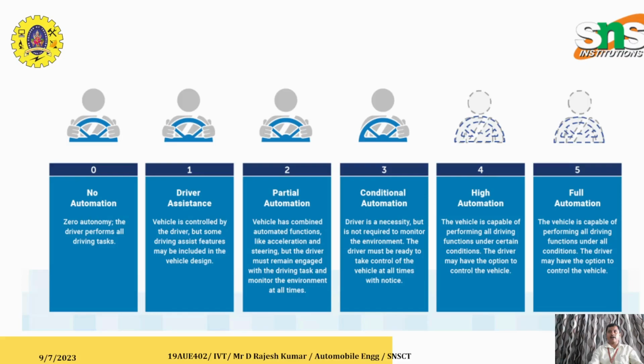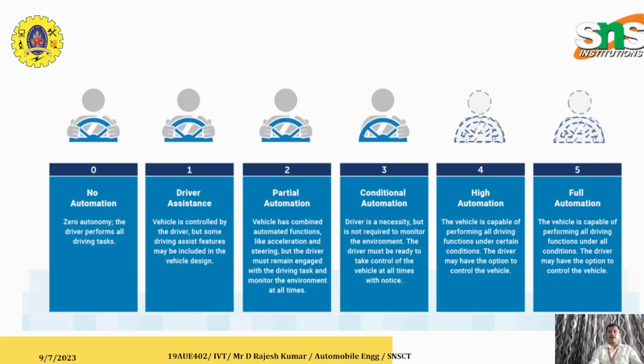And you can see in level 1, that is the first level, driver assistance. The vehicle is controlled by the driver, but some driving assist features are included in the vehicle design. Example, cruise control. And the next is partial automation. Here you can see the second level of automation, partial automation. So the vehicle has combined automated functions like acceleration and steering, but the driver is to be engaged with the vehicle for monitoring the environment at all times.